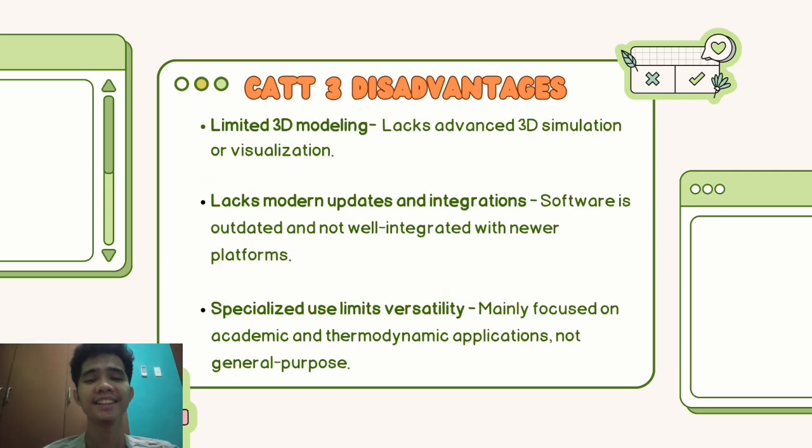Next is CATT disadvantages. First is its limited 3D modeling. It cannot handle complex spatial or geometric simulations. Next is that it lacks modern updates and integrations. It is not frequently updated, so it has limited compatibility with newer tools. And last, specialized use limits versatility. It is mainly focused on thermodynamics and not suitable for broader engineering tasks.